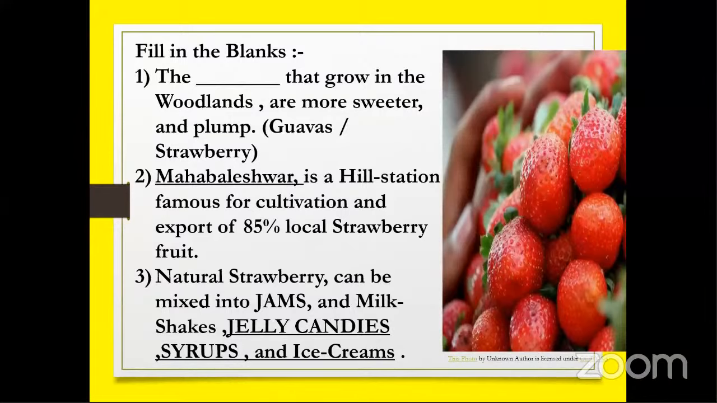Now, you can see the picture. Can you describe this picture? What you can see? Strawberry. The strawberry is the color? Red. And how many can you see? Many. There are many. There are lots and lots of them.